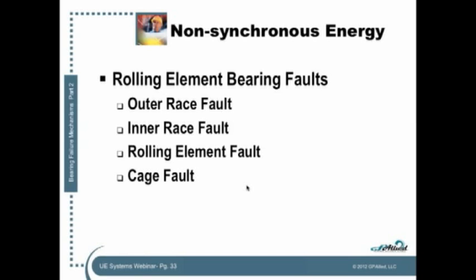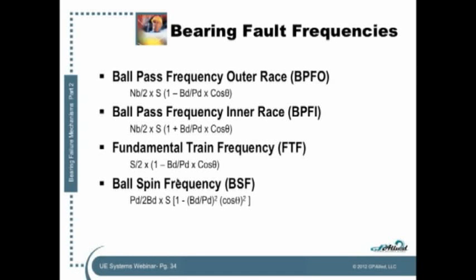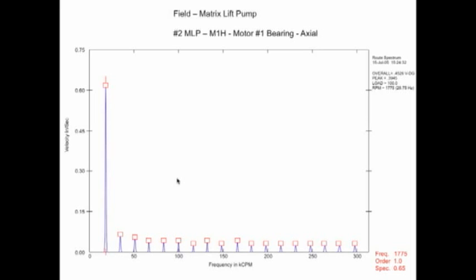All right, so a little bit of failure progression. We'll get into some details, and then we'll wrap this thing up. All right, rolling element bearing faults: outer race, inner race, rolling element faults, cage faults. We've talked about those already. I've showed you the equations. Here's what a spectrum looks like.